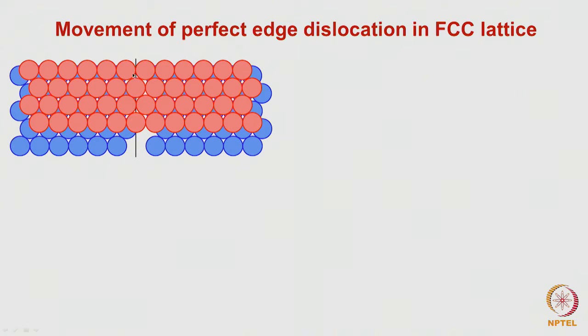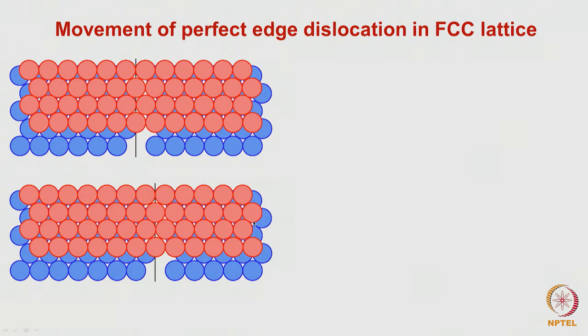Assume that extra layer is on top, and at the bottom one layer is missing. If this dislocation moves from here to this point, then an atom from here has to move to this place. That is exactly what is being shown. When that atom moves from here to here, it is equivalent to this line having shifted and come to this position.